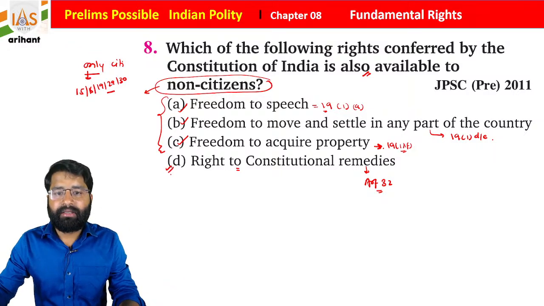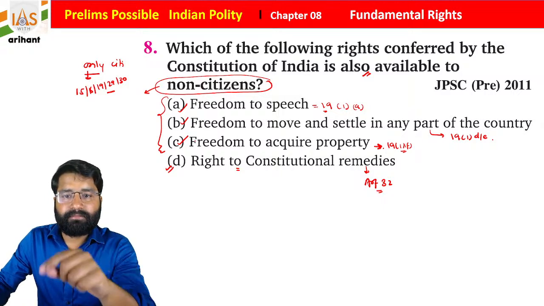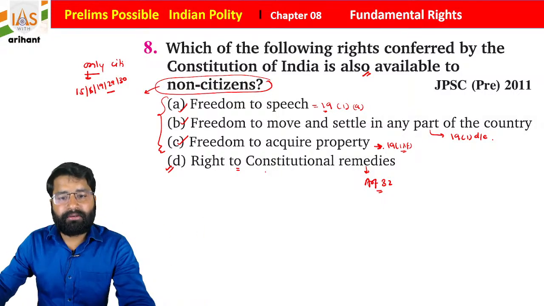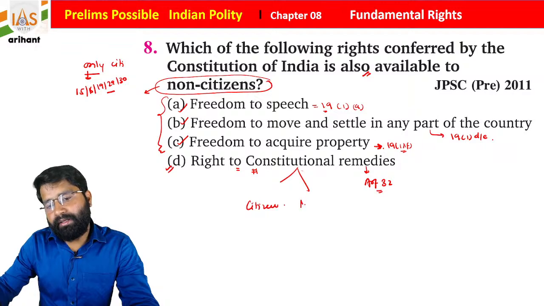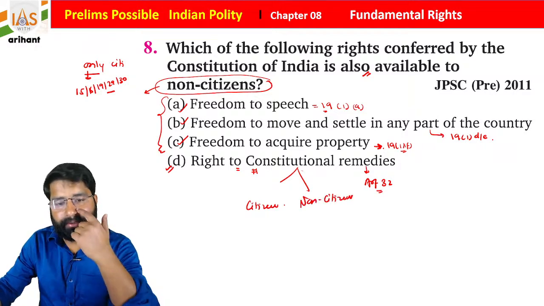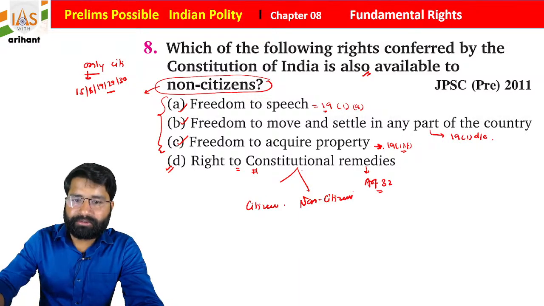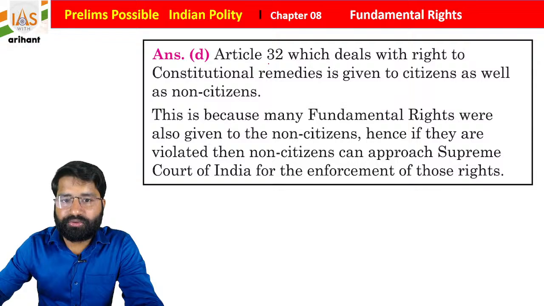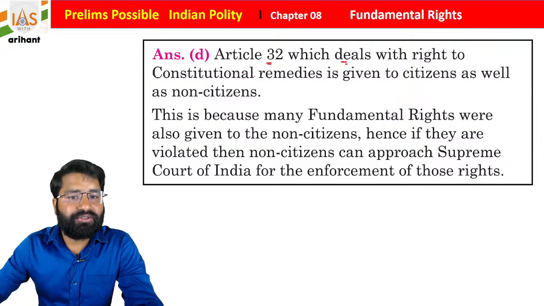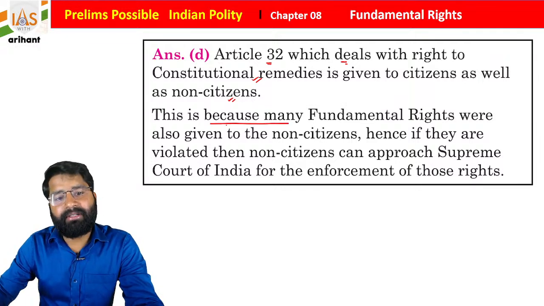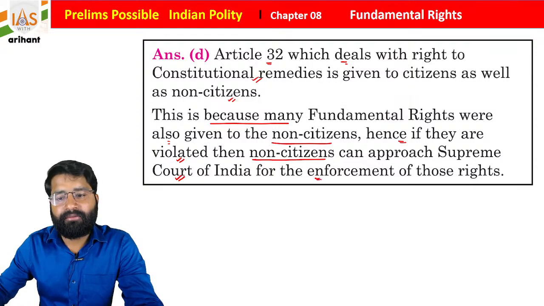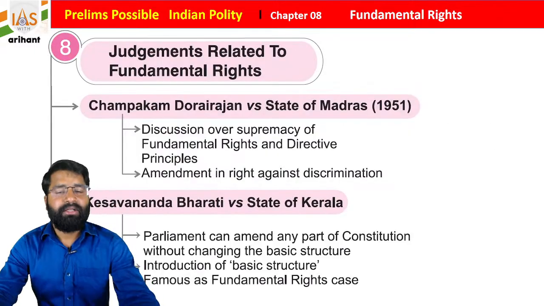So it is not available to any foreigner, but what you find, students, is that constitutional remedies are available to both citizens and non-citizens. I hope you are all getting it. Easy, everyone? If you feel any doubt, just tell me. Now I'm going to share explanation part 2. Article 32, which deals with the right to constitutional remedies, is given to citizens as well as non-citizens. This is because many fundamental rights were also given to non-citizens. Hence, if they are violated, non-citizens can approach the Supreme Court of India for the enforcement of those rights, students.